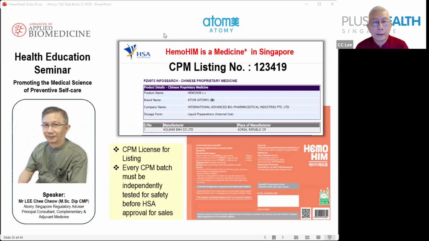So here, because it is registered as a CPM product, a medicinal product, it is also regulated by the HSA. That means that we cannot simply advertise. At the same time, the seller must be an authorized seller itself, cannot be an unauthorized seller.